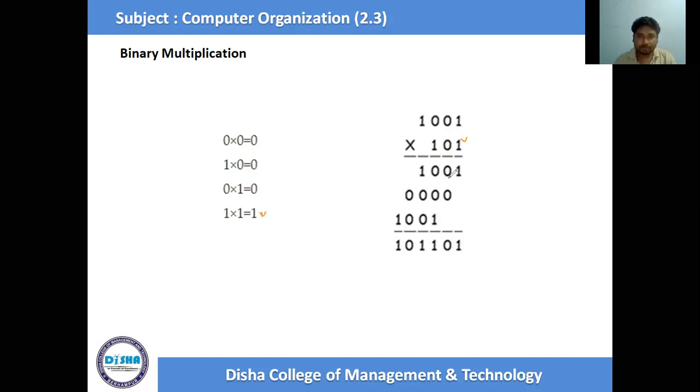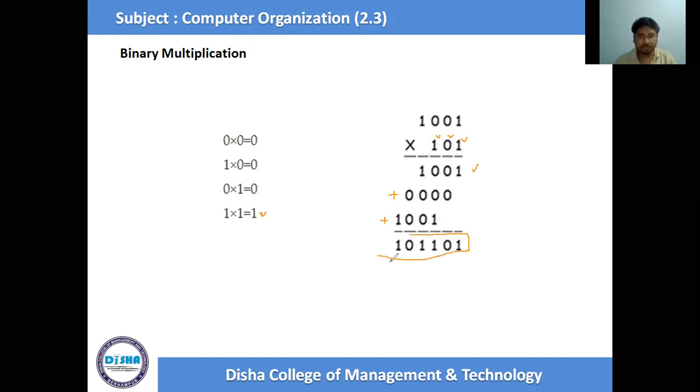Then 1 0 0, and we will get this one. Then, shifting one bit position, the second bit is multiplied with these values, and we add 4 zeros. Again 1 is multiplied with this number with 4 zeros, and after that we have to add them. It is very simple. It's the same as the decimal multiplication process. Okay, we'll get the final result.